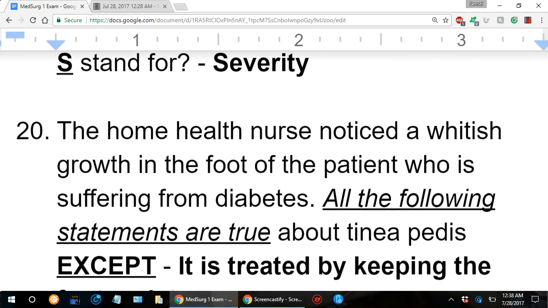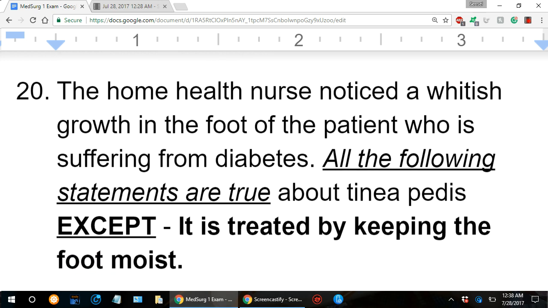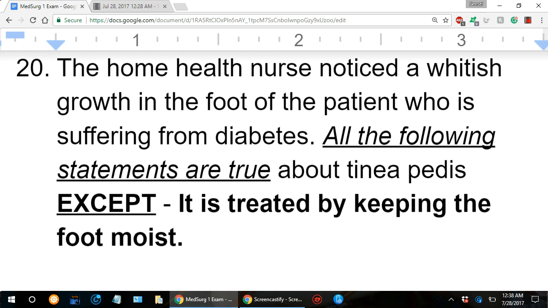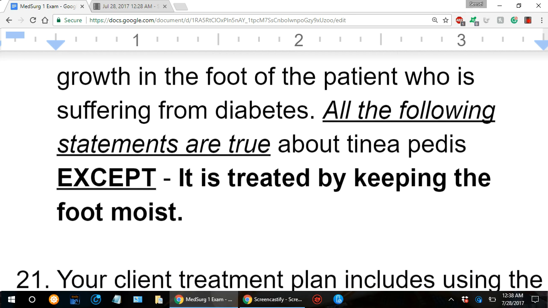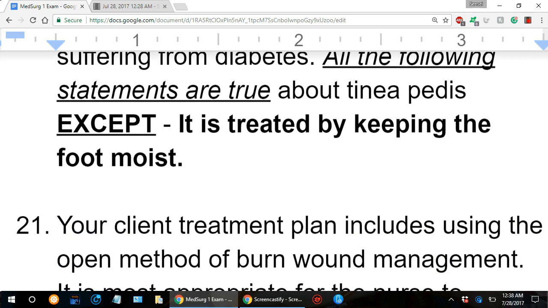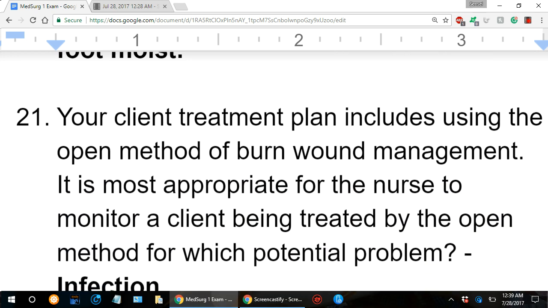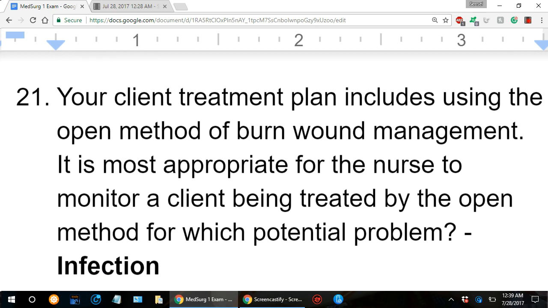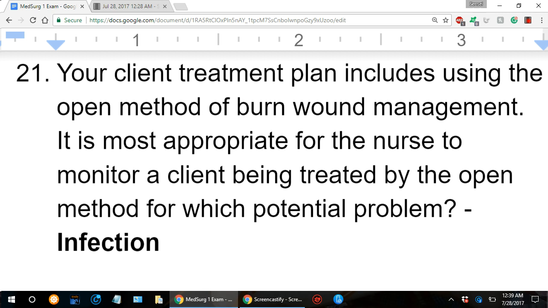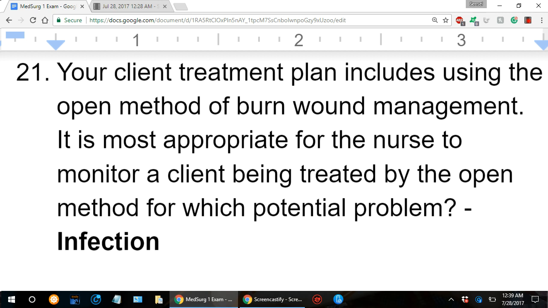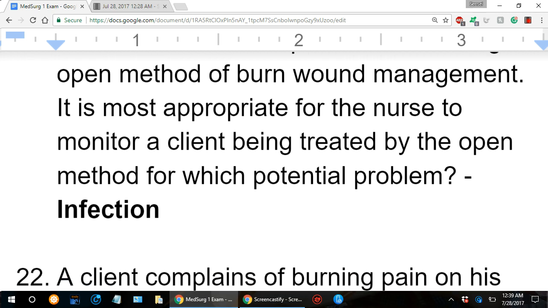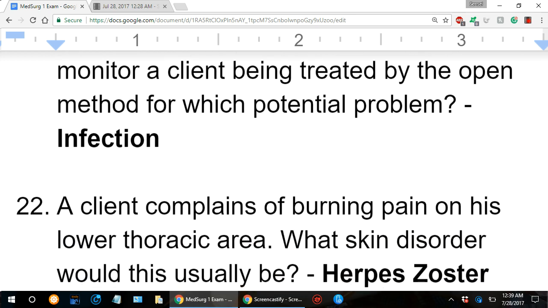The home health nurse noticed a whitish growth in the foot of the patient who is suffering from diabetes. All of the following statements are true about tinea pedis, except it is treated by keeping the foot moist. Your client's treatment plan includes using the open method of burn wound management. It is most appropriate for the nurse to monitor a client being treated by the open method for which potential problem? The answer is infection.